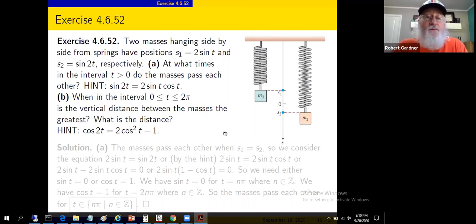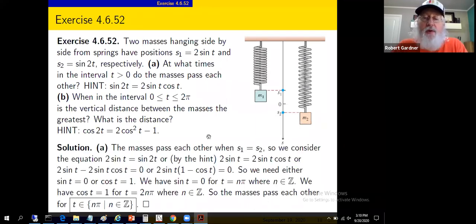Okay, so first, when do they pass each other? Well, that's just when their displacements are the same, when S1 and S2 are the same. So we'll set S1, 2 sine t, equal to S2, sine 2t. We'll set those equal to each other, which can be written as 2 sine t equals 2 sine t cosine t, using that double angle formula hint. Sine 2t is 2 sine t cosine t. So substituting this in for the right-hand side of the equation produces this, which we can rearrange and factor.